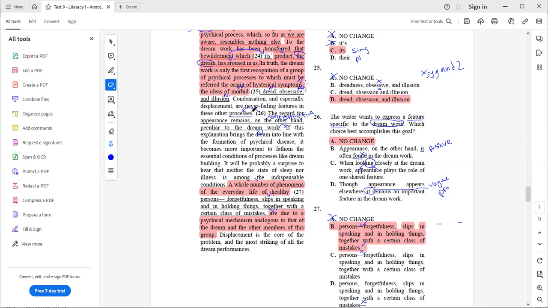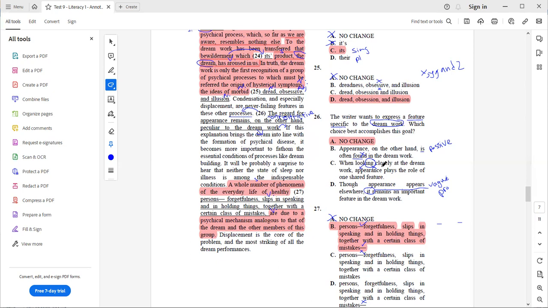So maybe you're not going to change it. Is that right? Yes. But we have to look at the other to find if there is something wrong. May you read this? Appearance, on the other hand, is often found in the dream work. It's passive. Okay. Yeah, this passive, so it can work because also talk about the appearance and the same words. But it's better to keep it till the end because A is better. A doesn't have any problem. A had the subject and the verb and the rest of the sentence. So put this aside.